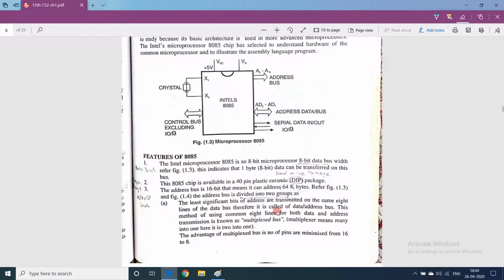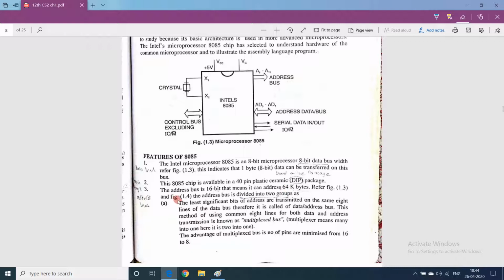The address bus is 16-bit. Of course, as we know, the address bus is of 16 bits. It means the width of the address bus determines how much memory it can address. For example, this 8085 has a 16-bit address bus. That means it can address up to 2 raised to 16. 2 raised to 16 will give 64 kilobytes. So a 16-bit address bus can address up to 64 kilobytes of memory.